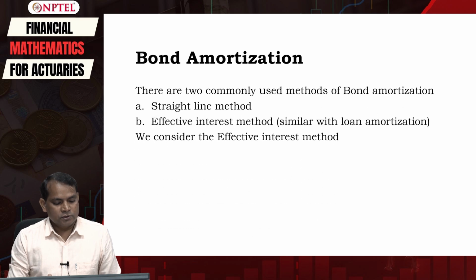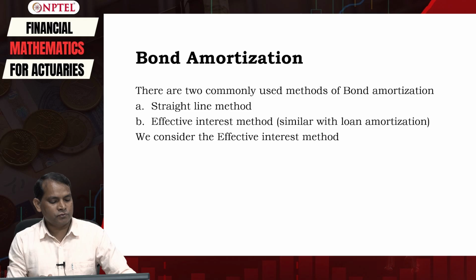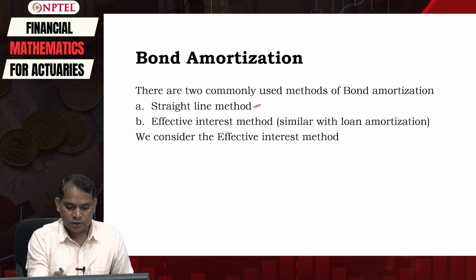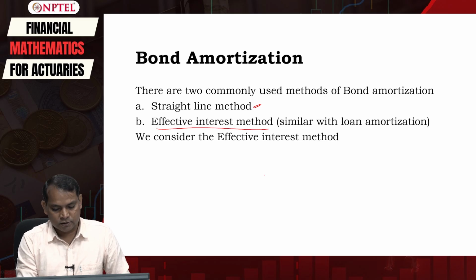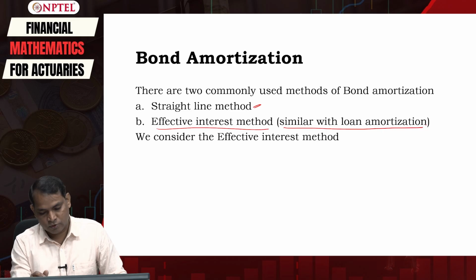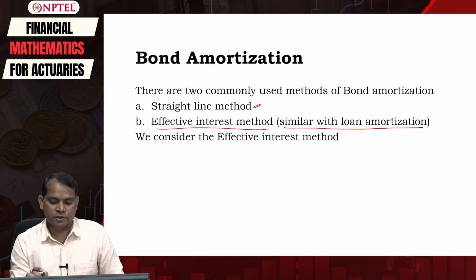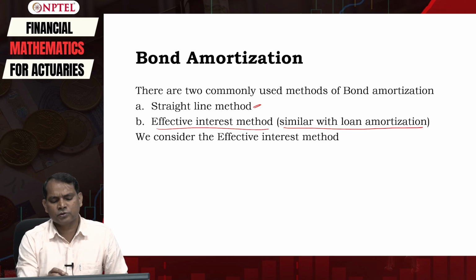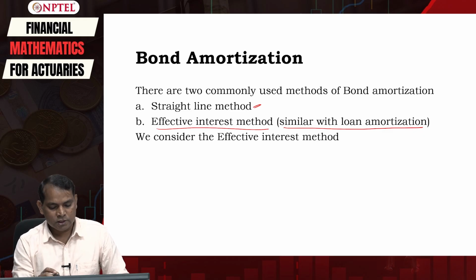There are two commonly used methods for bond amortization. One is the straight line method, and one is the effective interest method, which is very similar to what we have already understood in loan amortization. This is the most common method used in bond amortization schedules, so we consider the effective interest method.